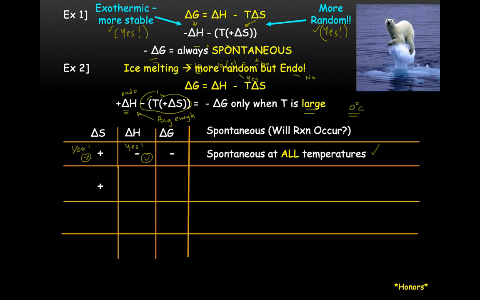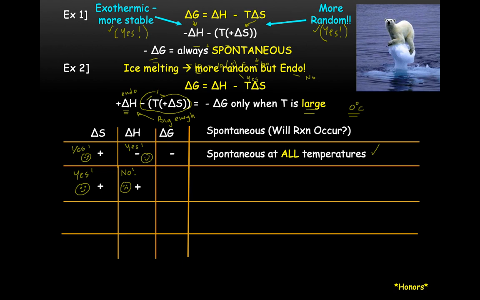Now, what if delta S is positive? That's an increase in entropy, and nature says yes, we like an increase in entropy, and nature will be happy with that taking place. However, this is going to be a no because nature does not like endothermic. It takes too much energy to do that, and nature says no. So here's our ice melting argument.